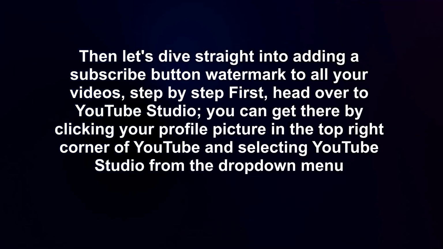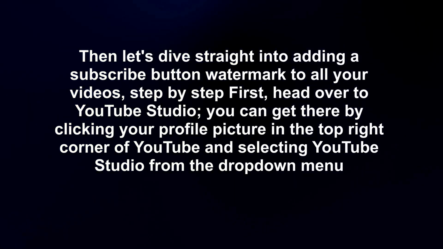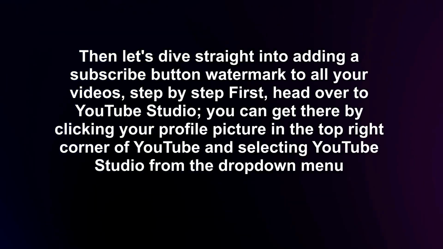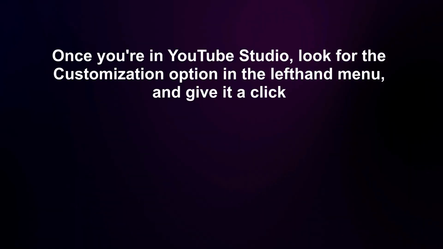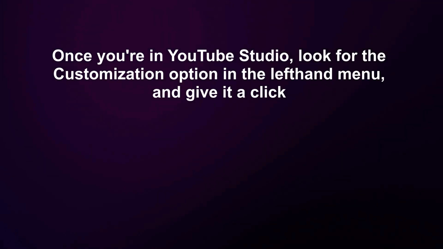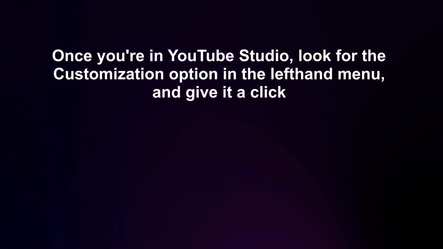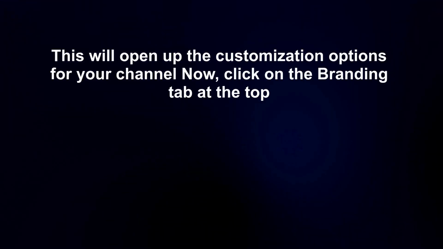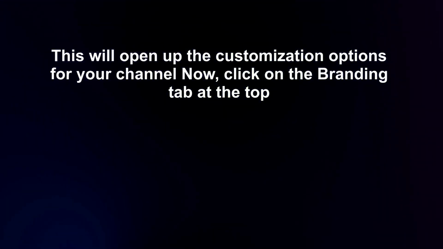You can get there by clicking your profile picture in the top right corner of YouTube and selecting YouTube Studio from the drop-down menu. Once you're in YouTube Studio, look for the customization option in the left-hand menu and give it a click. This will open up the customization options for your channel.